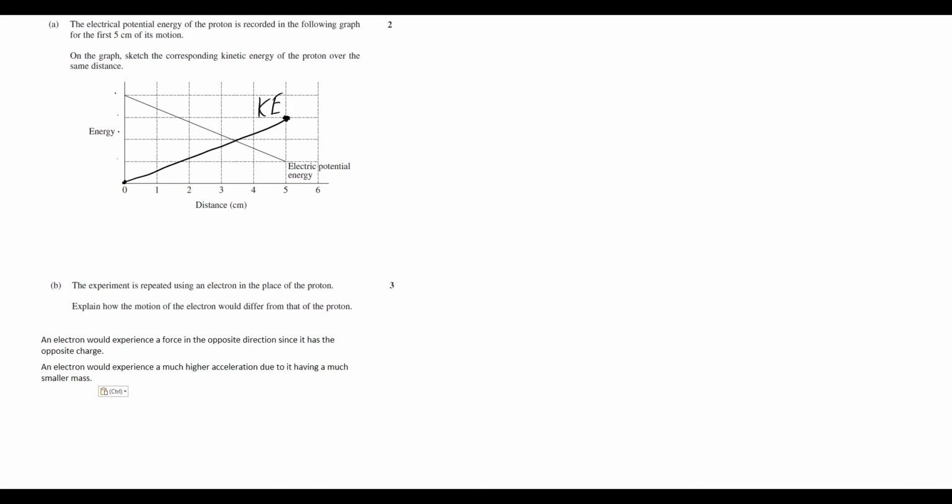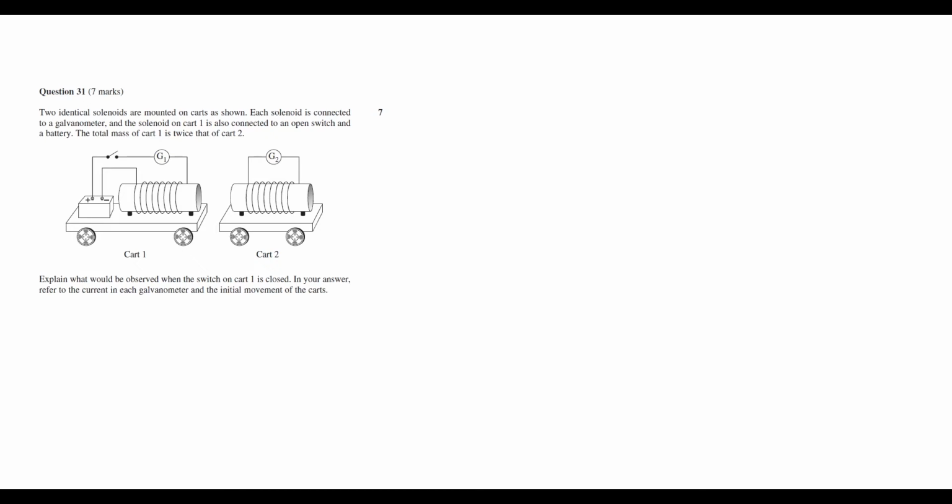Okay, and that concludes question 30. Okay, so now on to question 31. So 2 identical solenoids are mounted on carts as shown. So each solenoid is connected to a galvanometer, and the solenoid on cart 1 is also connected to an open switch and a battery. So the total mass of cart 1 is twice that of cart 2.